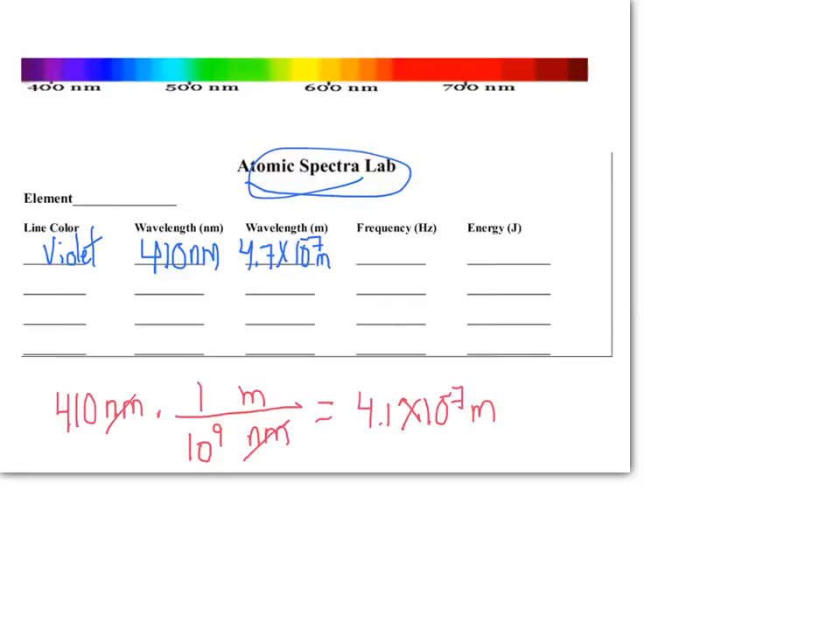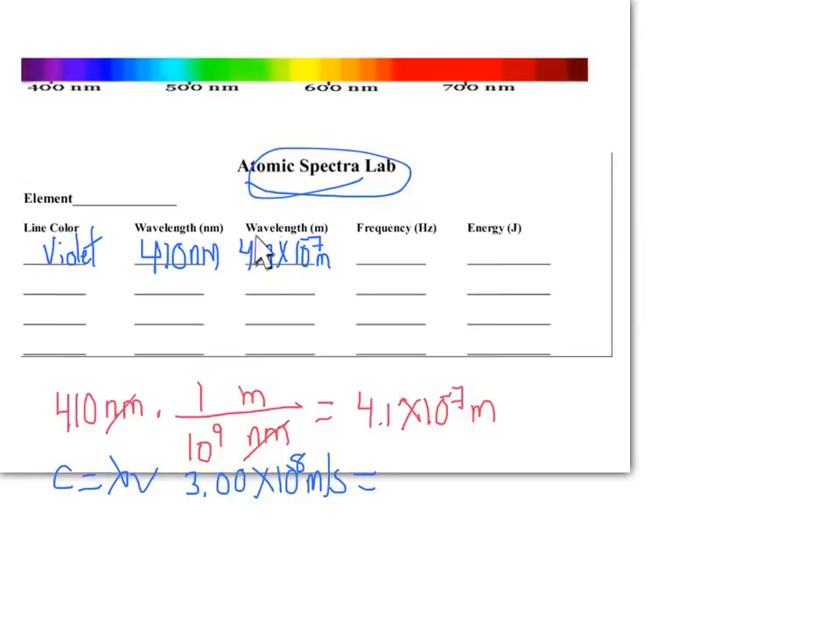All right, next I want frequency. Right now, all I have number-wise is just the wavelength. So we need an equation that links frequency and wavelength. Remember, that is c equals lambda nu. c is the speed of light, if you remember. It's 3.00 times 10 to the 8th meters per second. That is equal to lambda nu. Now, lambda is the wavelength.